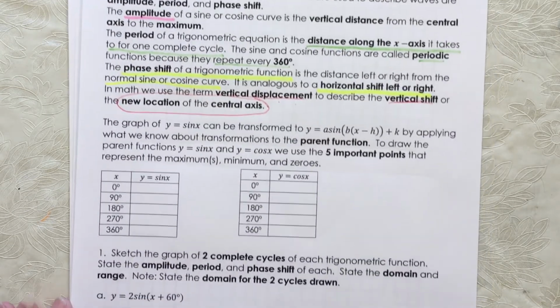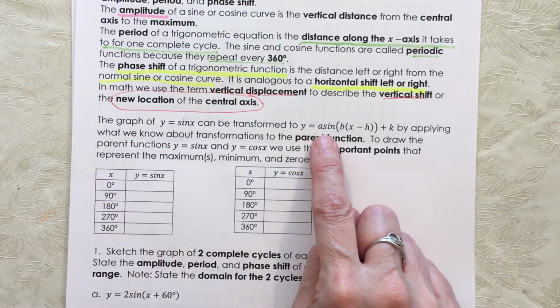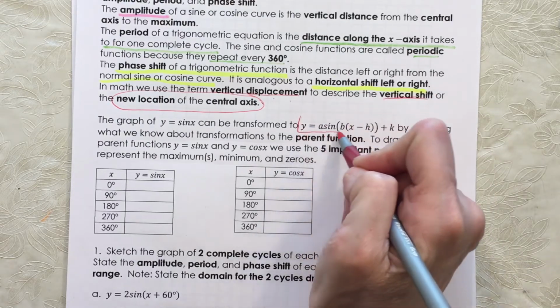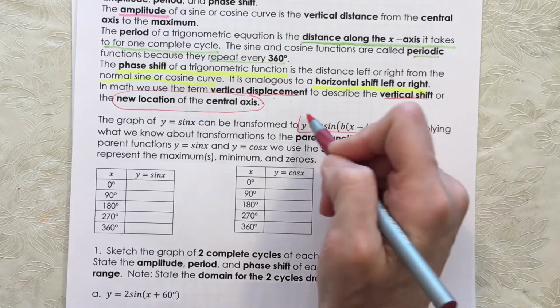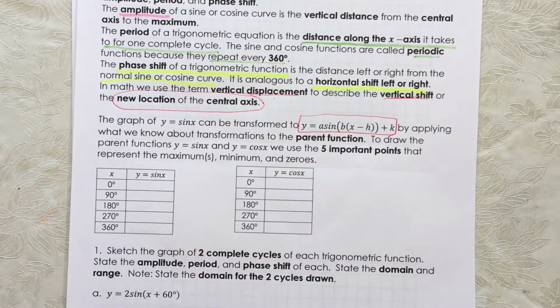So the graph of y equals sine x, the parent, can be transformed to y equals a sine (b(x minus h)) plus k. So this is very similar to the other parent functions that we learned how to transform this year. We learned how to do the square root function, the absolute value function, and the reciprocal function or the hyperbola. And then we already knew the parabola and the line. So now we're adding two more, and they are the sine and cosine parents.